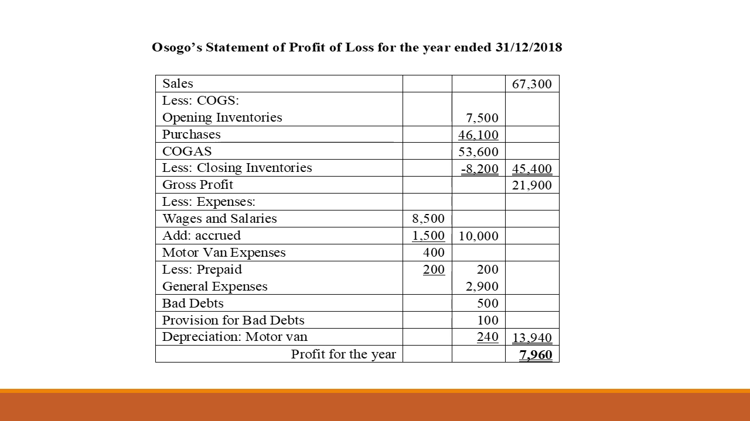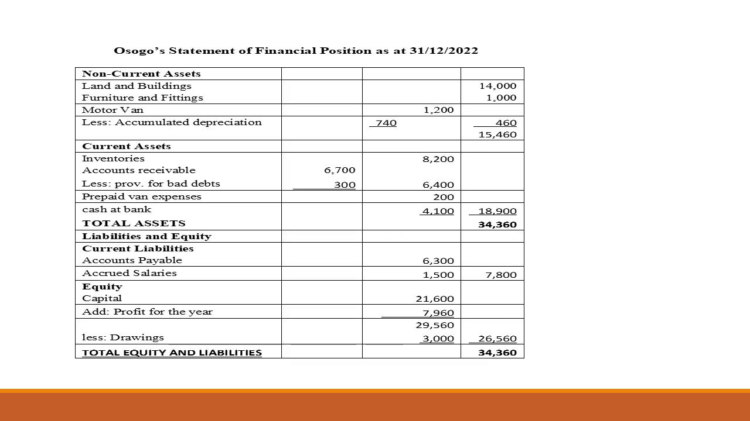General expenses, we take as they are. Bad debts, as shown in the trial balance. Provision for bad debts: on the trial balance we had 200, and this has to be increased to 300, so the increase is only 100. Again, the depreciation charge for the motor van is 240. Then the profit for the year will be 7,960.